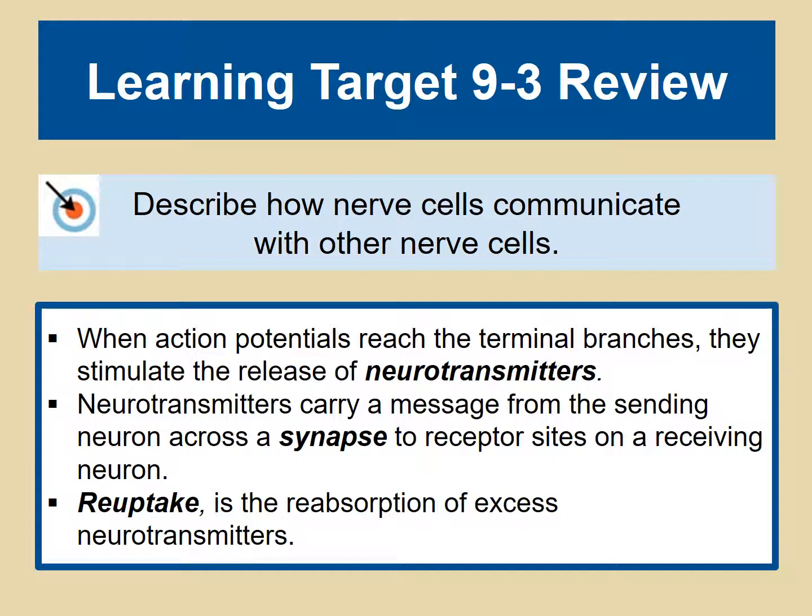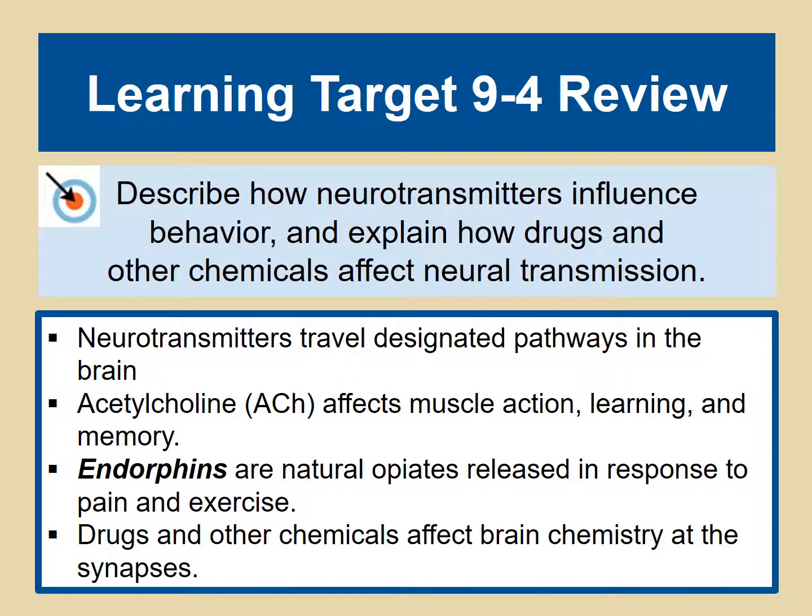So learning target review for today, we talked about when action potentials reach the terminal branches, they stimulate the release of neurotransmitters. Neurotransmitters carry a message from the sending neuron across a synapse to receptor sites on a receiving neuron, and reuptake is the reabsorption of excess neurotransmitters. Neurotransmitters travel designated pathways in the brain. Acetylcholine affects muscle action, learning, and memory. Endorphins are natural opiates released in response to pain and exercise. And drugs and other chemicals affect brain chemistry at the synapses.